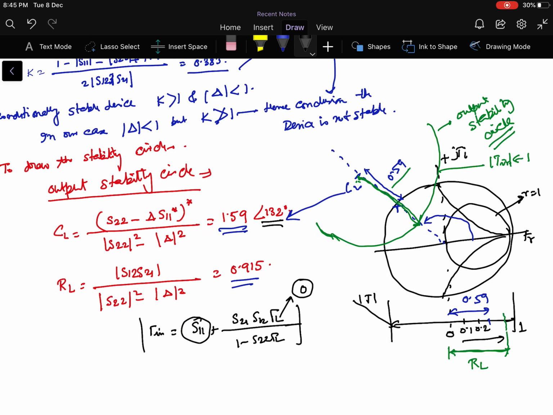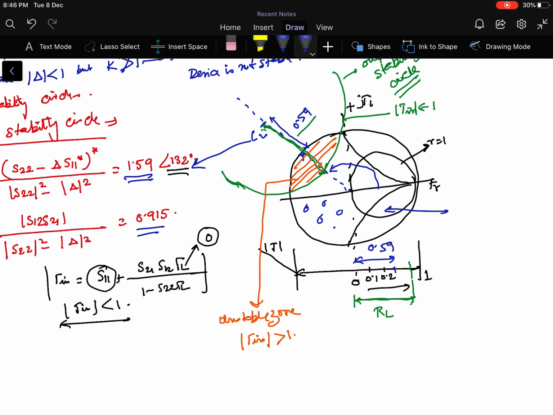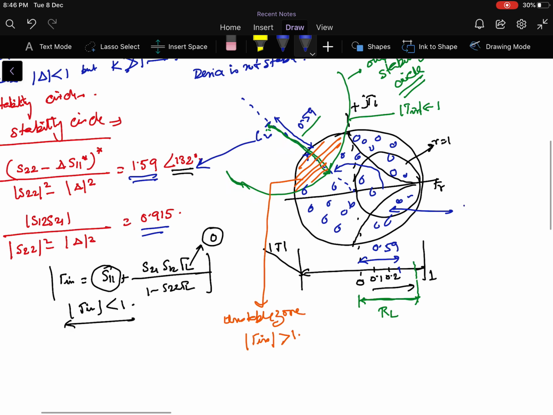I will write unstable zone. So this is mod of tau in greater than 1, and the zone which is coming inside this, I will put in blue color. This entire zone, let me draw it with dots in this manner. This is the zone marked by these small solid balls. This entire zone is mod tau in less than 1 and is termed as the stable zone.